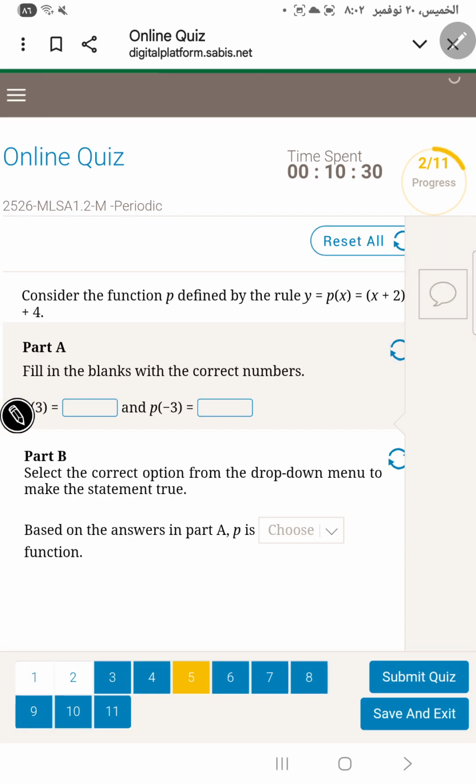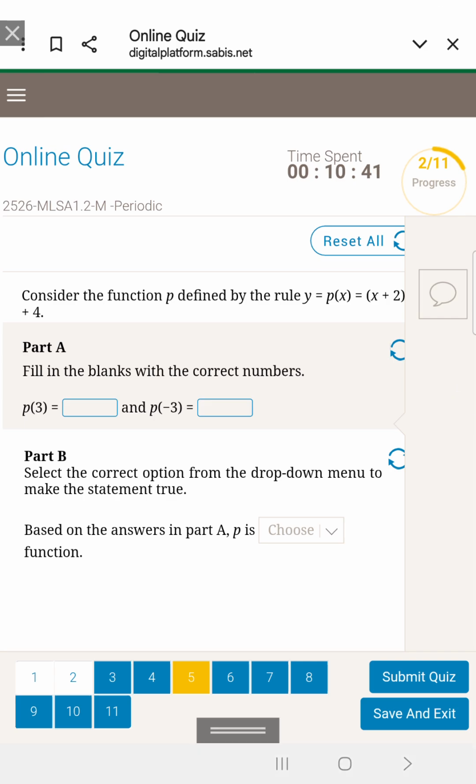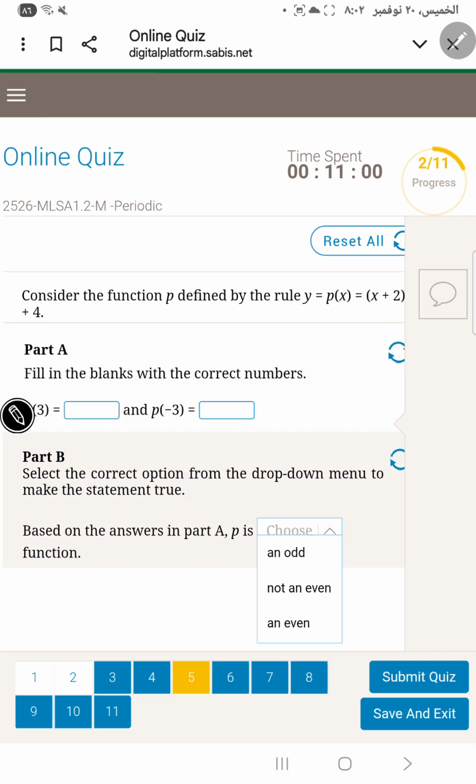Question number 5 now. Consider the function p defined by this equation. In order to find p of 3, you plug 3. So 3 plus 2 is 5. Plus 4, you get 8. So here you have 8. -3 plus 2 is -1. Plus 4 is 3. Clearly this function is neither odd nor even, because the values are different. So not an even. Choose not an even.